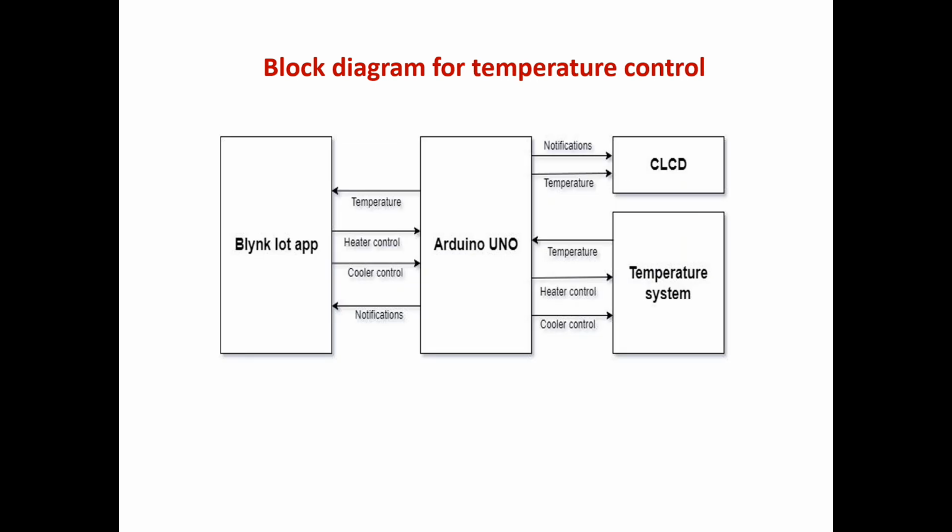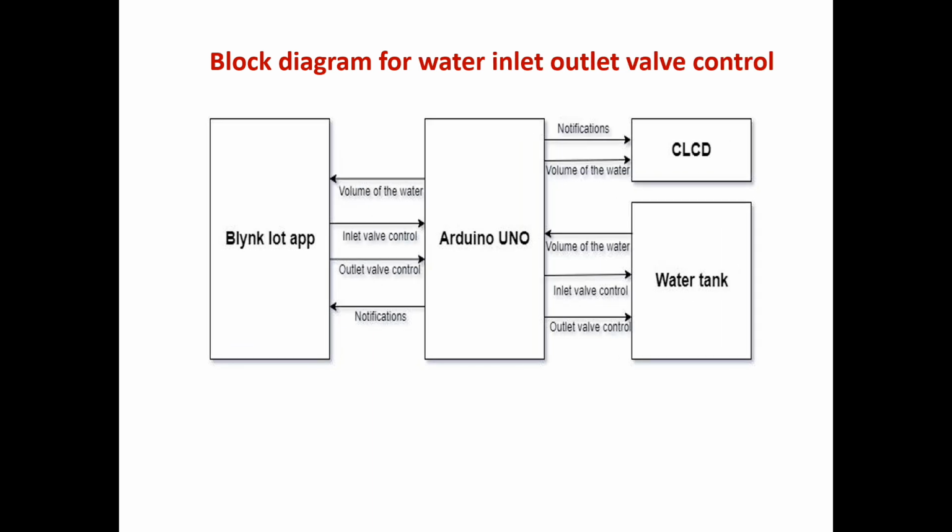This is the block diagram of temperature control automation. The Blynk IoT app is connected to the Arduino Uno, and the Arduino Uno is connected to the CLCD and temperature system. Block diagram for inlet and outlet water valve control. Again, the Blynk IoT app is connected to the Arduino Uno, and the Arduino Uno is connected to the CLCD and water tank. Now this is the block diagram of water inlet outlet valve control.